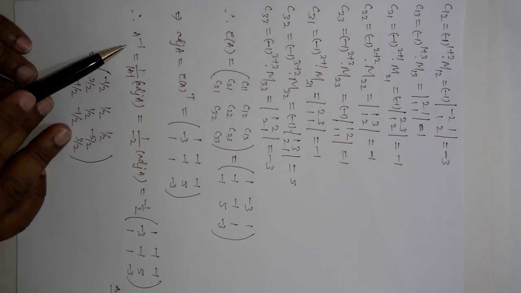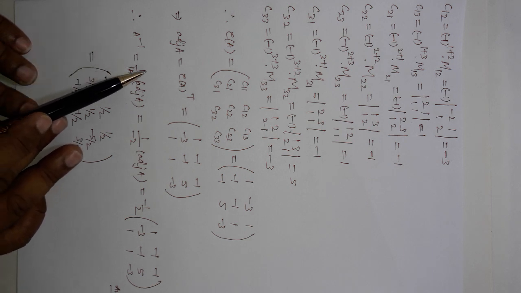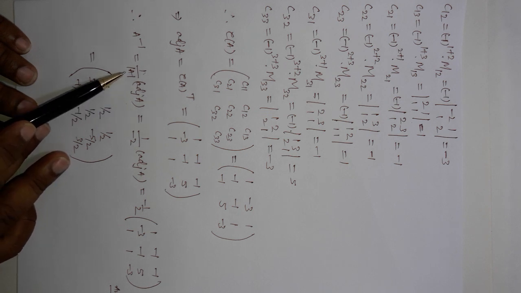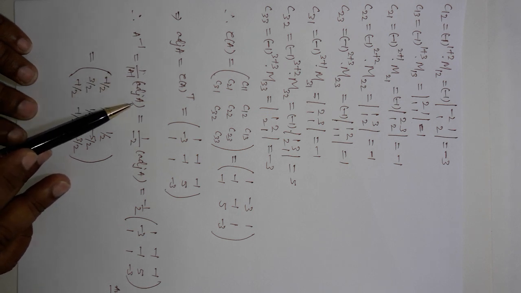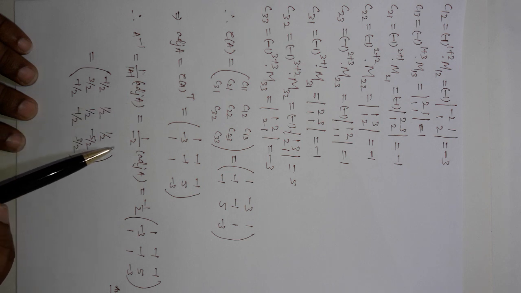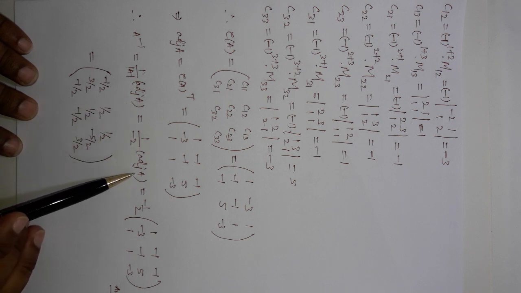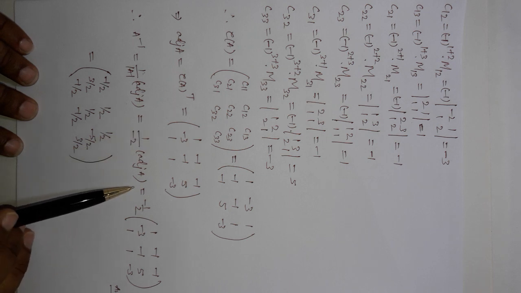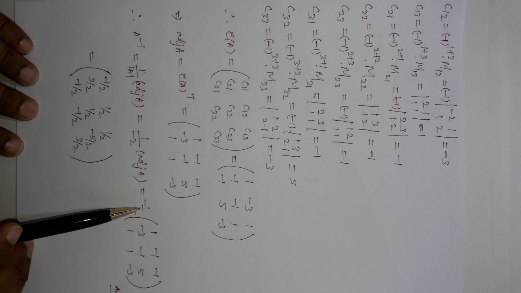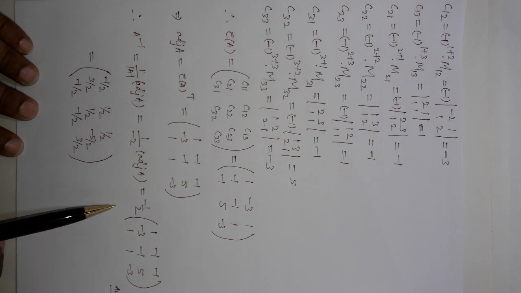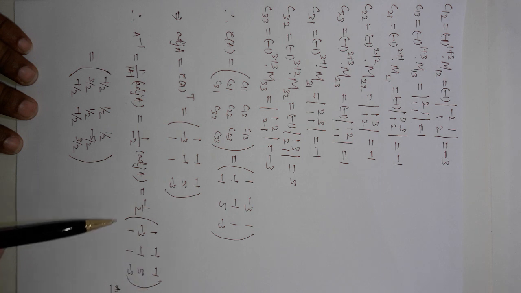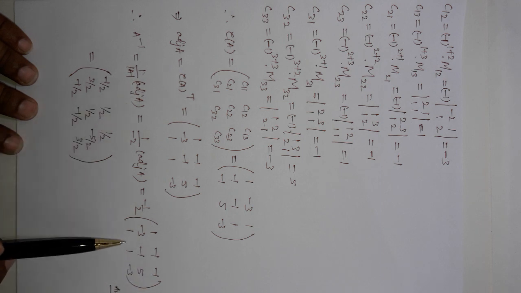Now, the A inverse formula is very simple. It is 1 by determinant of A into adjoint of A. Determinant of A is a number, adjoint of A is a matrix. So, it is 1 by minus 2 adjoint of A, that is take the minus to the numerator. So, it will become minus 1 by 2. So, the answer is minus 1 by 2 into the matrix, that is adjoint of A.